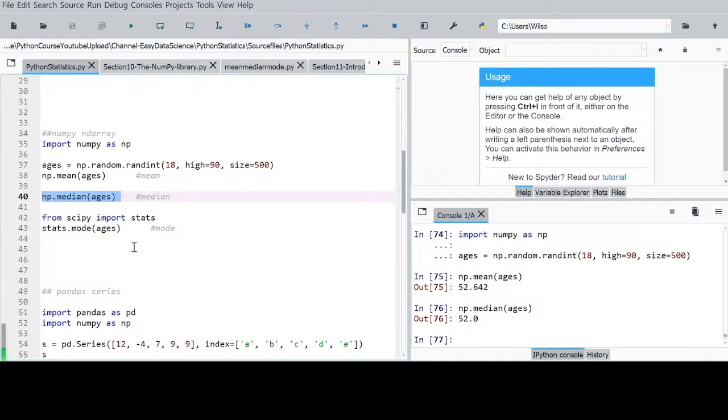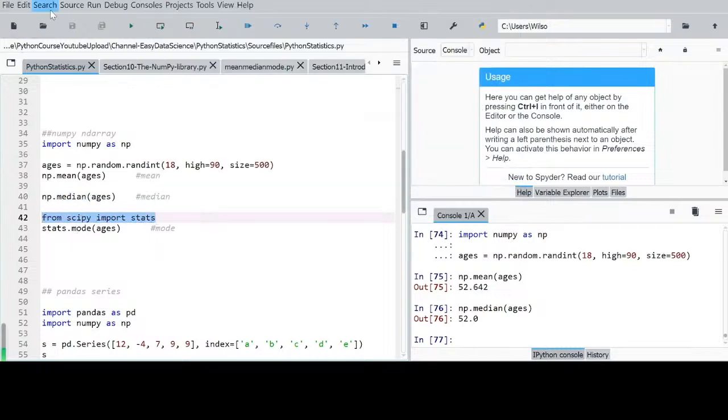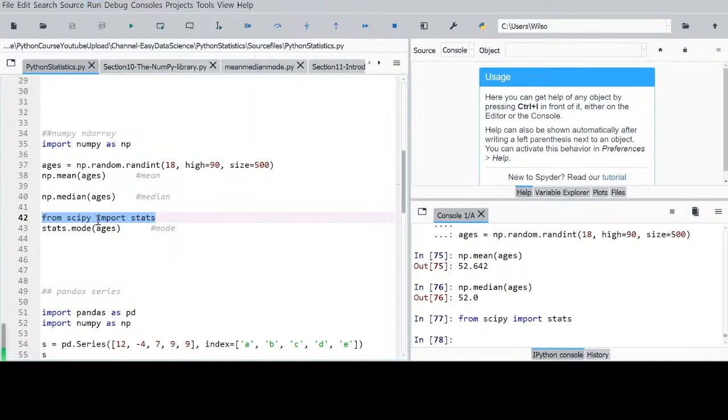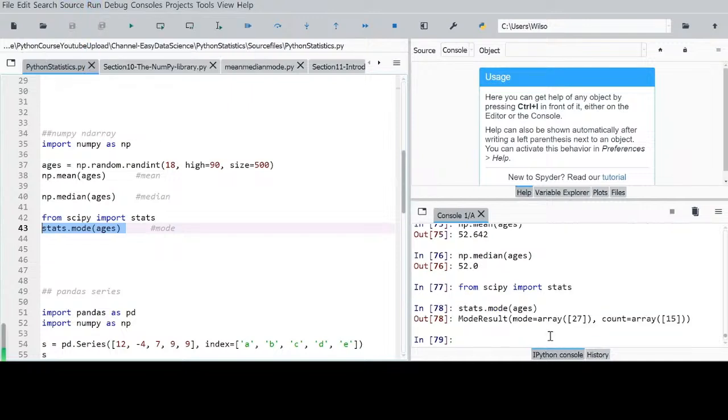And to calculate the mode of a NumPy array, we can import the function called stats from the SciPy module. Then we can use this stats module's submodule function called mode on this ndarray. So the mode of this array is 27 and its count is 15.